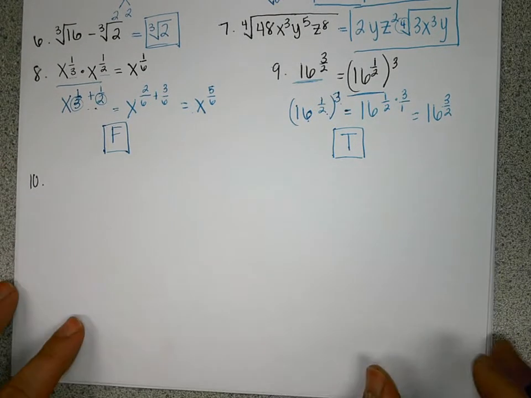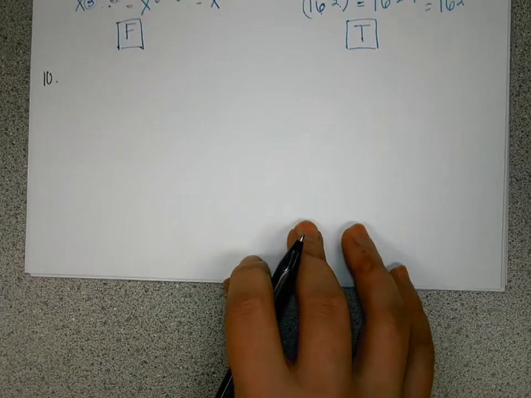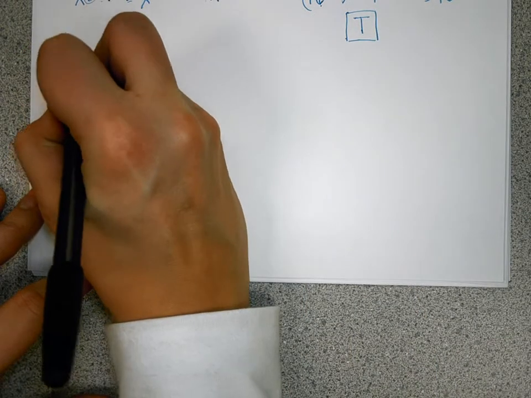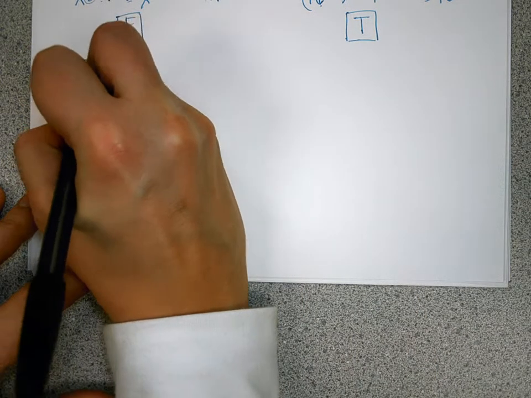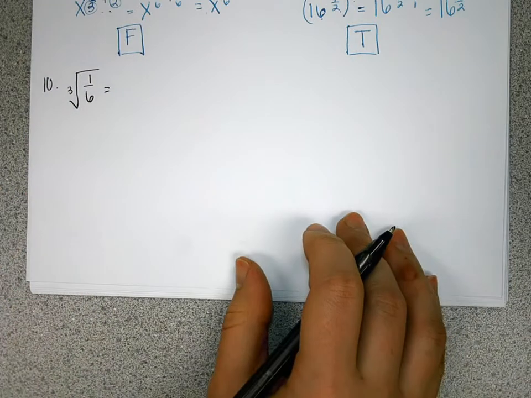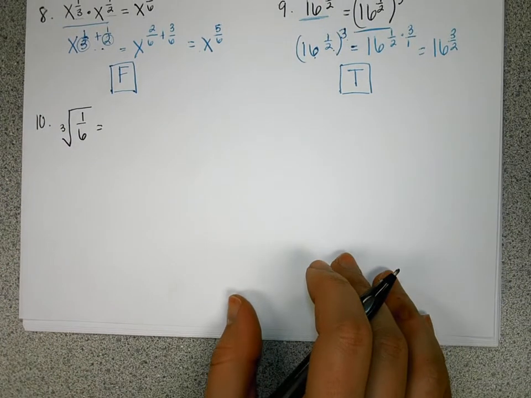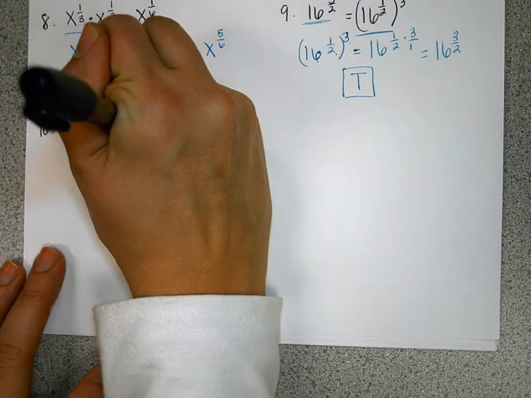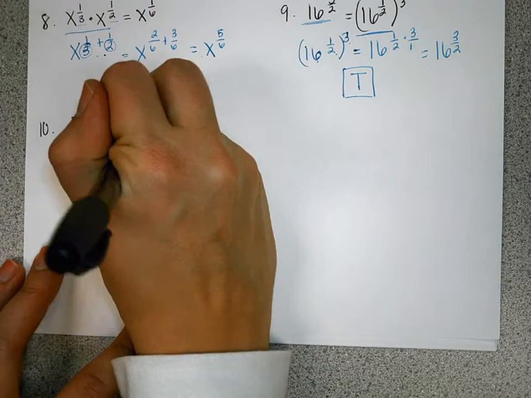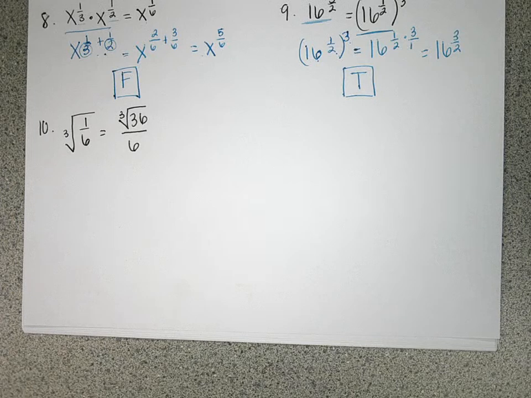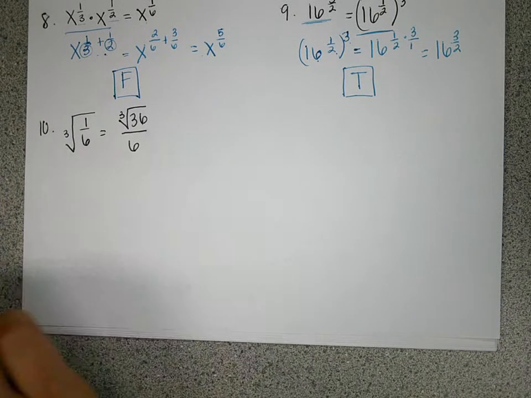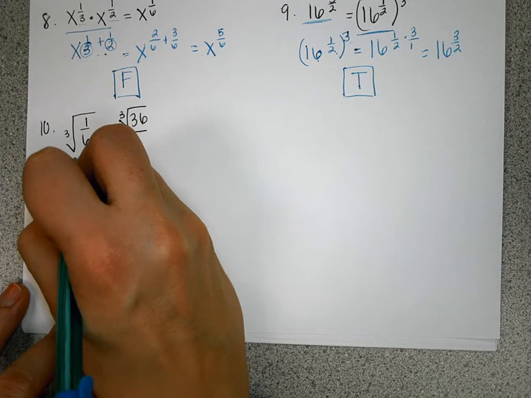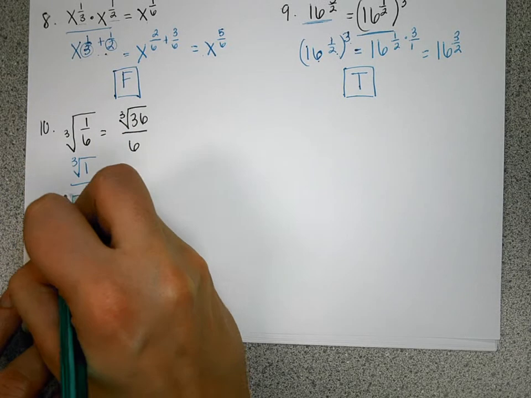Okay, number 10. We're almost done. I have the cube root of 1/6. And I want to know if it is equal to, sorry guys, the cube root of 36 all over 6. Okay, so let's work with the left-hand side. The cube root of 1 over 6 is the same as the cube root of 1 over the cube root of 6.